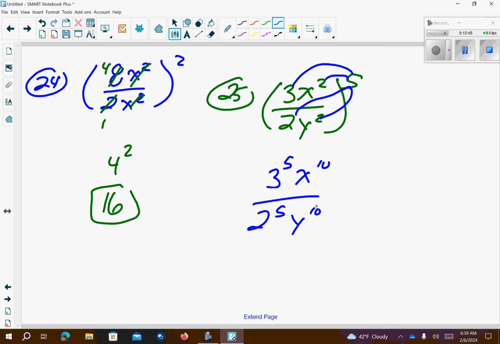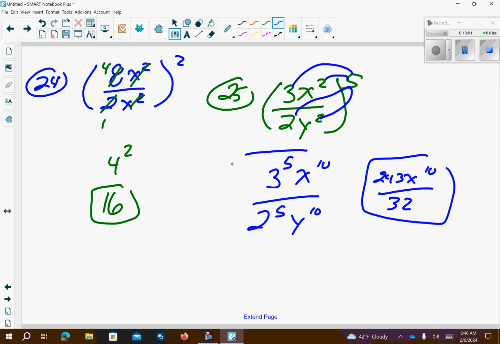I mean, honestly, if you multiply it out 3 times itself 5 times, it comes out to 243 on top, x to the 10th. And then 2 to the fifth is 32. So if you got to that point, great. If you leave it like this, you're probably okay.